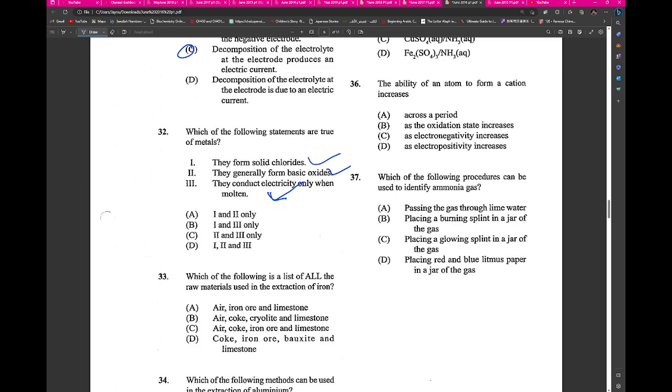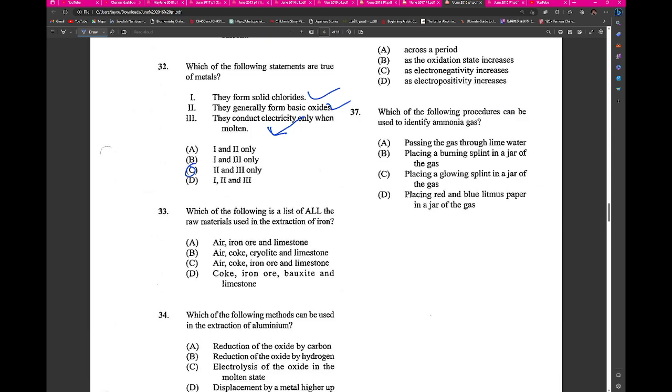They could form solid chlorides. Is it that you're looking at solubility of the chloride? If then that it's soluble, so 1 and 2. Which of the following is a list of all the raw materials used in the extraction of iron? So we saw this before.